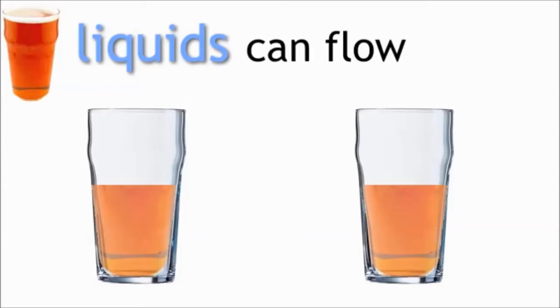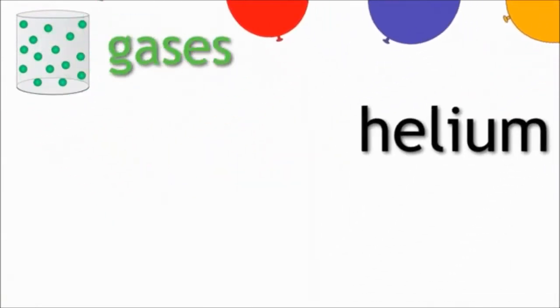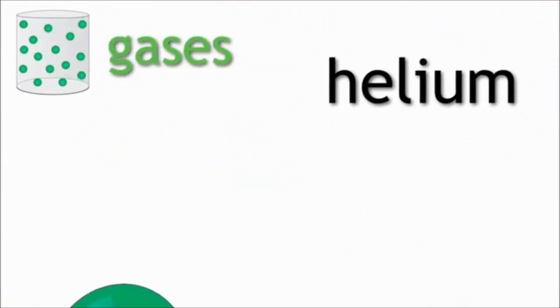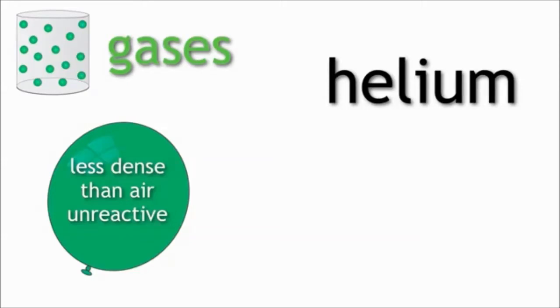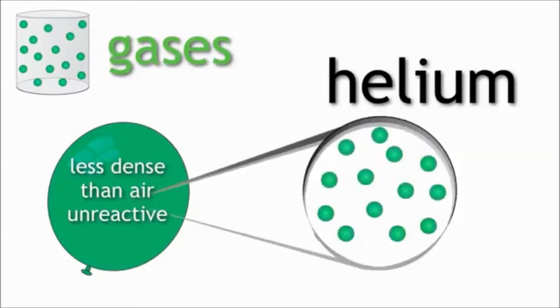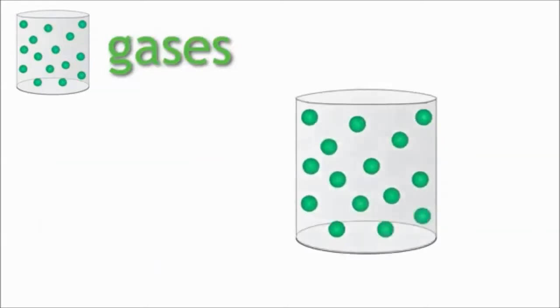Finally, let us look at gases. An example of a gas is helium. This is the gas in party balloons because it is less dense than air and unreactive. Again, as with solids and liquids, the properties of gases depend on how the particles in gases are packed. Unlike solids and liquids, the particles in gases are not closely packed, they are far apart.